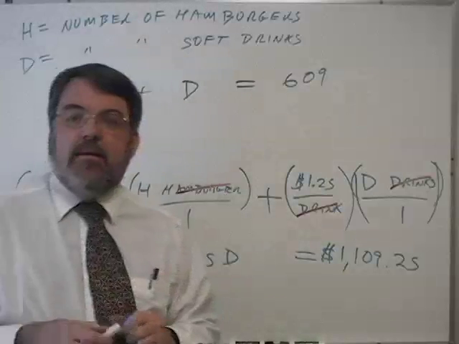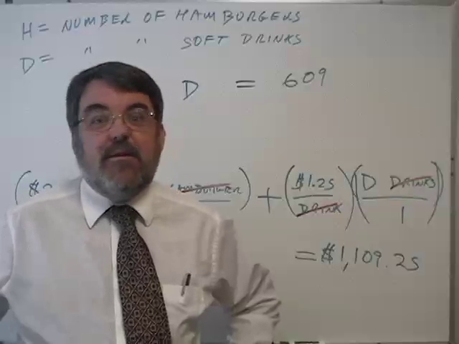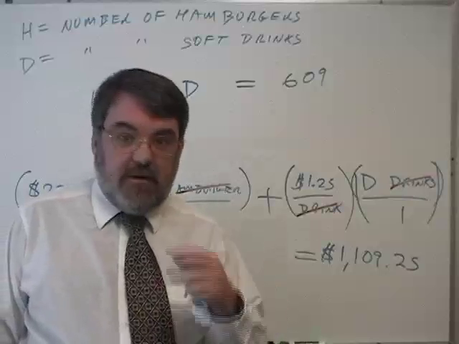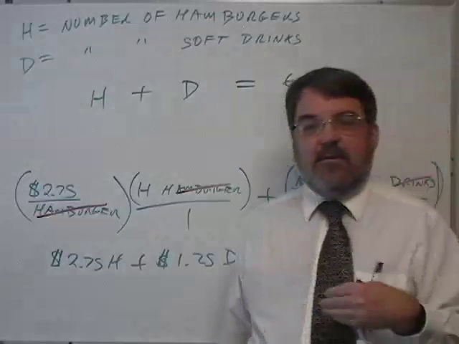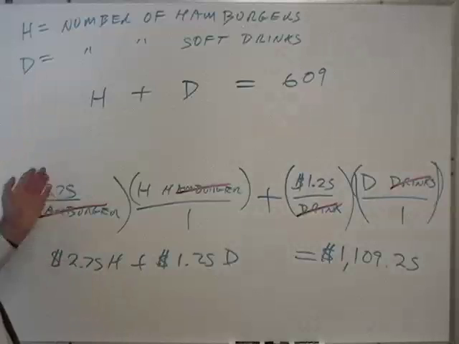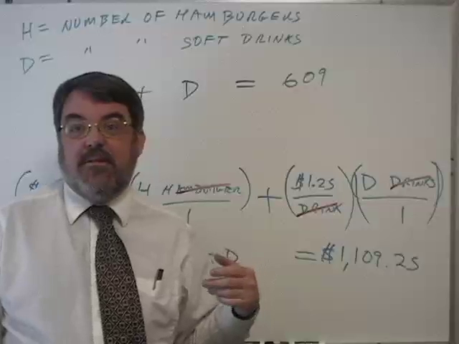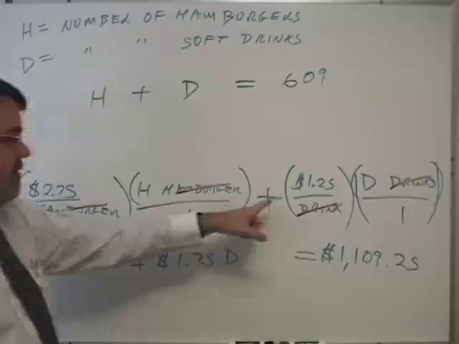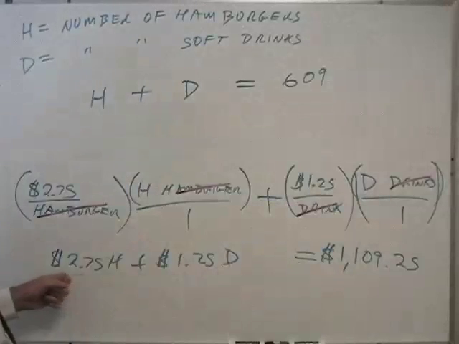Now, can you add hamburgers and soft drinks to get dollars? I've seen people do things like this. And you know why they don't know they're doing it? It's because they're not writing the units. No, we can't add hamburgers plus soft drinks to get money. Of course not. And we can't add $2.75 per hamburger and get dollars, because that also is a mismatch of units. But by multiplying the way I've done here, the units worked out because we can only add dollars to get dollars.